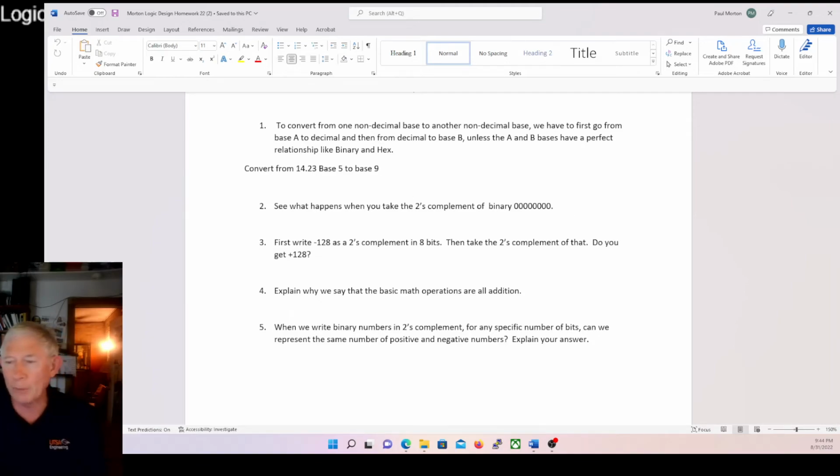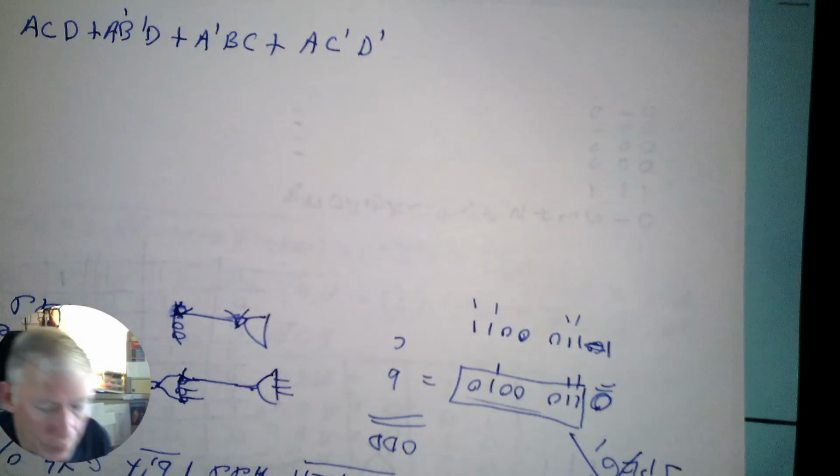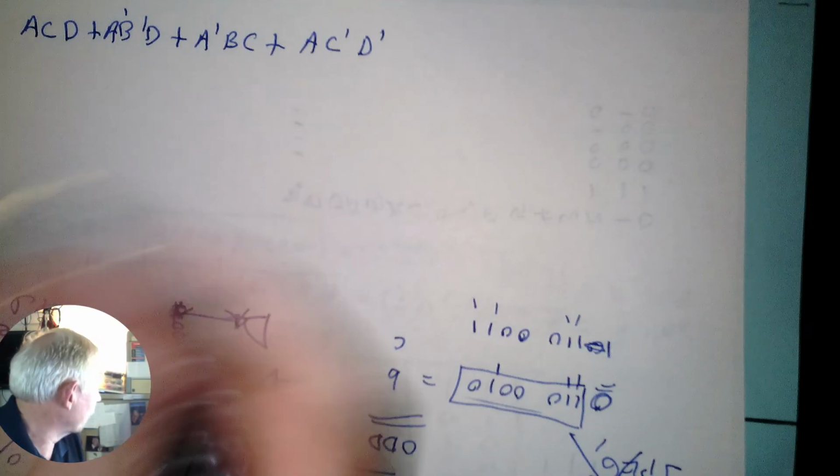Okay, let me switch to the paper, and I'm going to do this base 9 thing, and then we're going to wrap it up, I hope. Actually, we'll be done. Okay, so the number was 14.23.